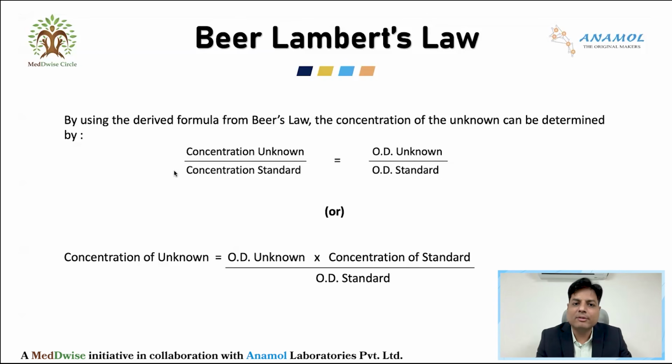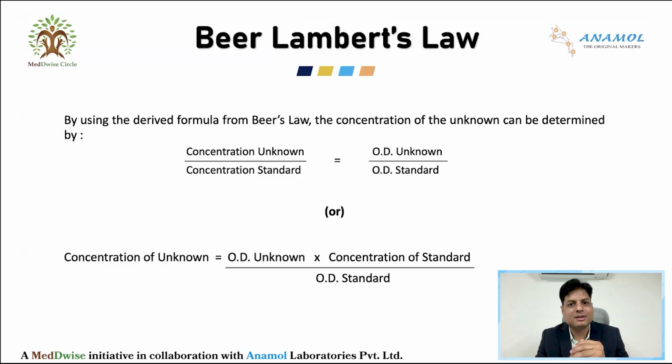This is the formula that we very frequently use for Beer Lambert's law. Concentration of unknown value divided by concentration of standard. In this case, standard is a known value, is equal to optical density of unknown value divided by optical density of standard.